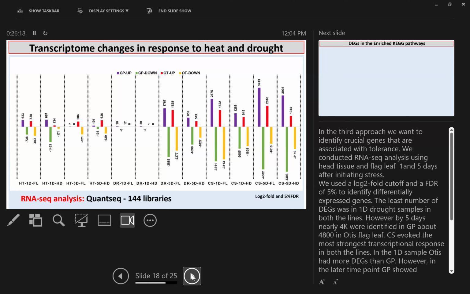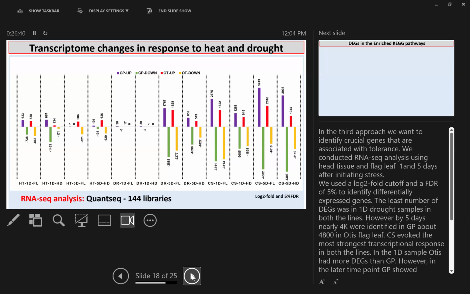But it led us to a very interesting hypothesis. If you think about biotic stresses, we always talk about innate immunity. So we thought maybe there is something like innate tolerance built into Otis. So it really has a higher threshold. So you just have to not work as hard as Golden Promise. You can just tweak it by 1.5-fold and you're fine because you're already at a higher threshold.